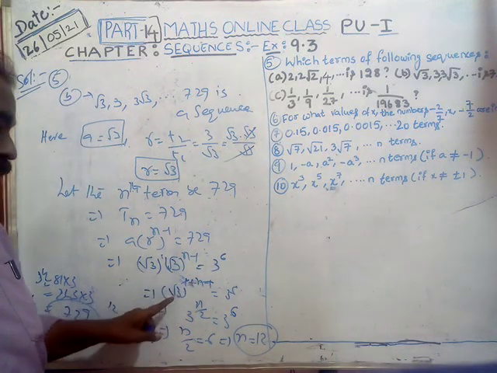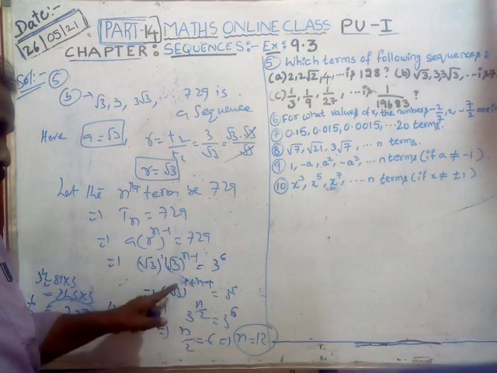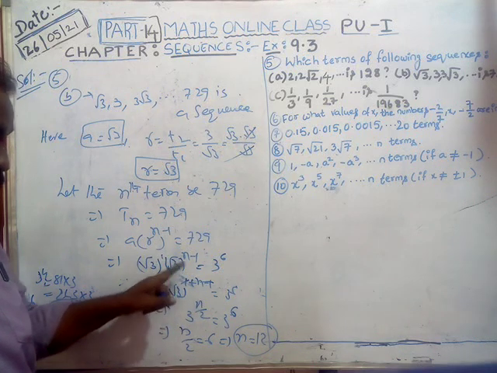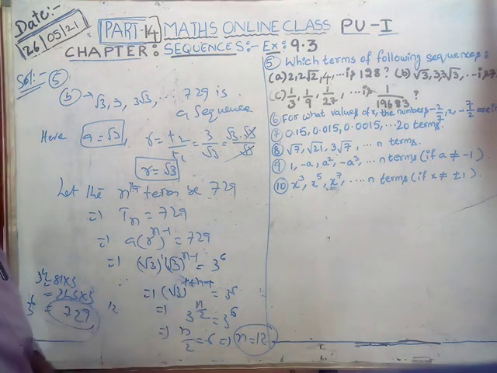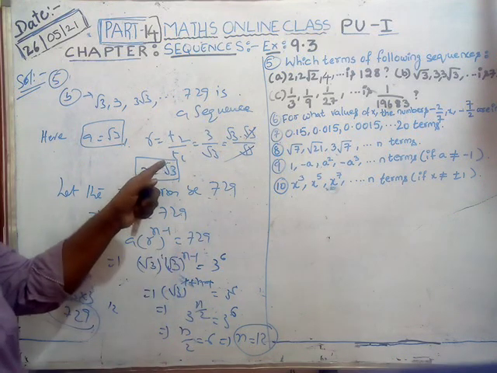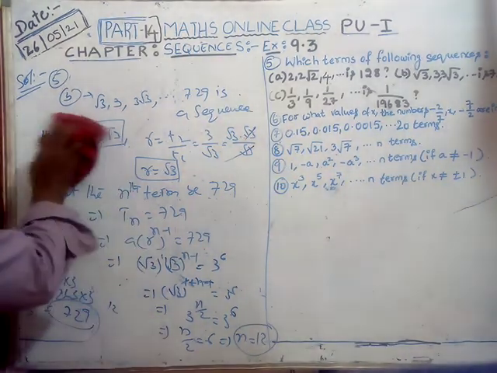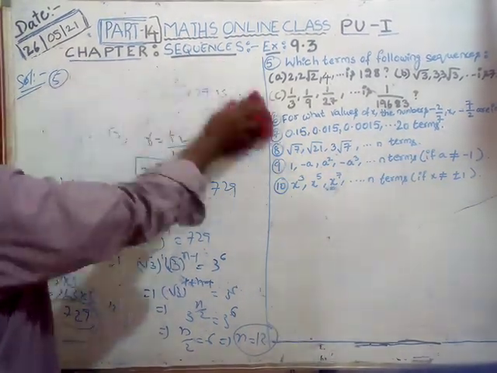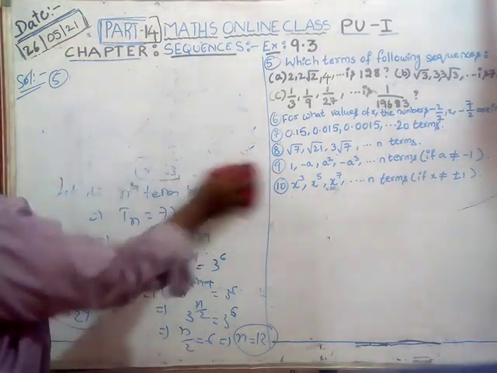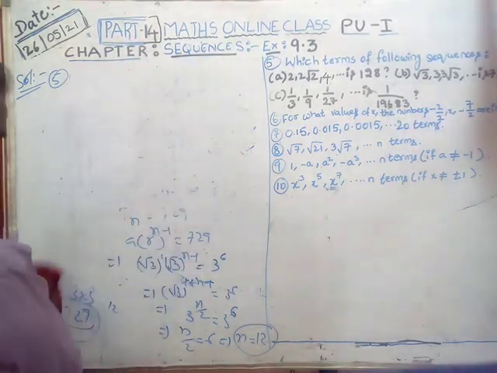Root 3 power n, 3 power n by 2. Root 3 means power half into n, n by 2 is there. So here the nth term, that is the 12th term, is 729. Okay? Like that. And we will go to the next problem.